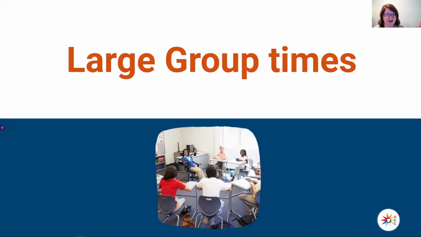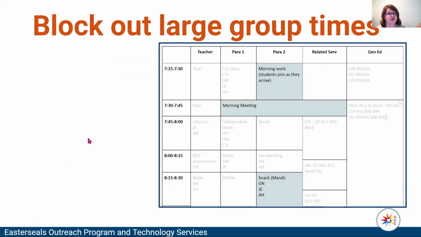The next area we will look at will be large group times. This could look very different depending on the type of classroom that you have. If you have a 1 to 15 class, that would look very different than a 1 to 6. So you want to make sure that you block out your large group times before you start plugging in your small groups and your individual work.